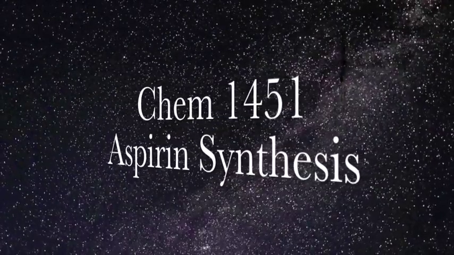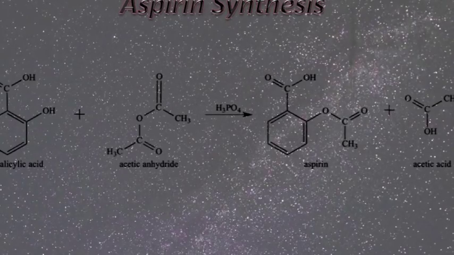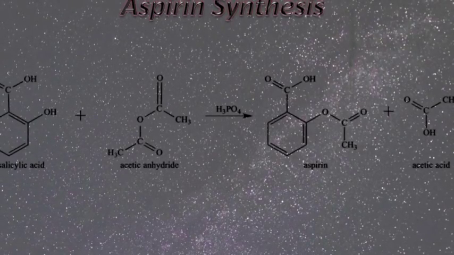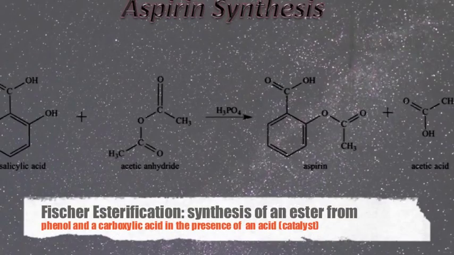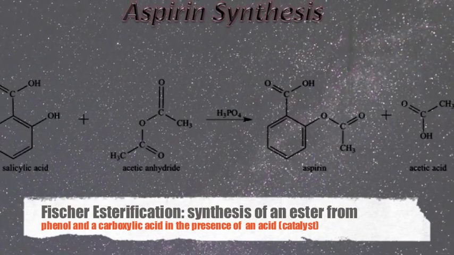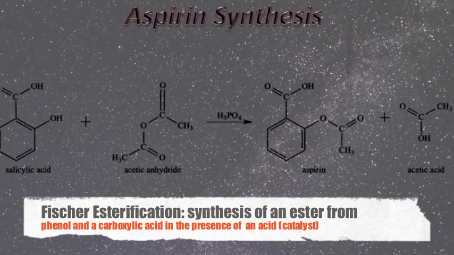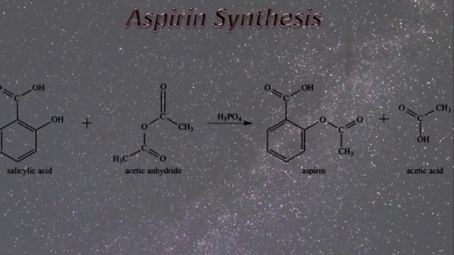Welcome to Chemistry 1451, Aspirin synthesis. In this experiment, we will react salicylic acid and acetic anhydride in the presence of phosphoric acid. This is known as esterification. The products will be aspirin and acetic acid.